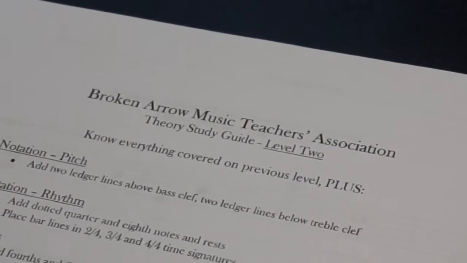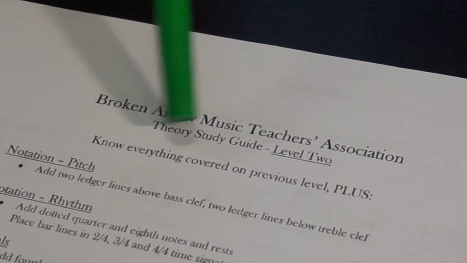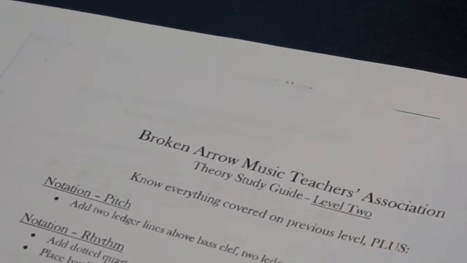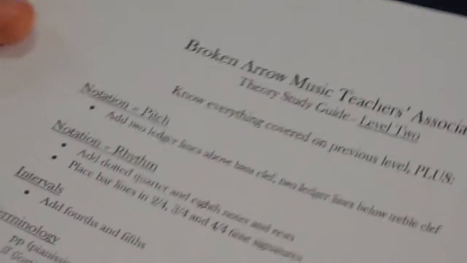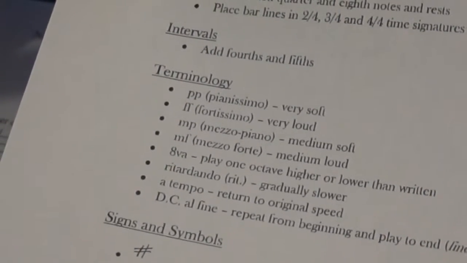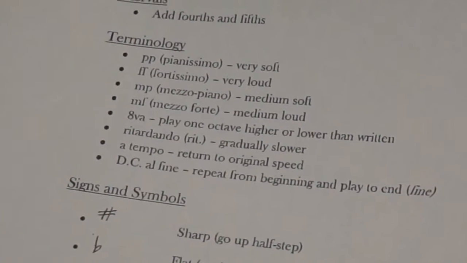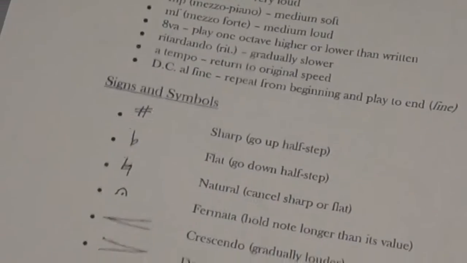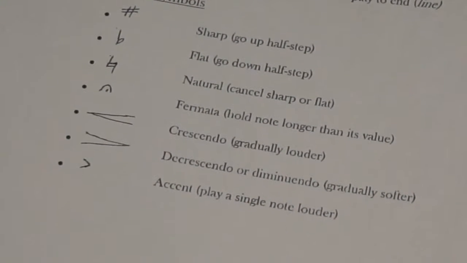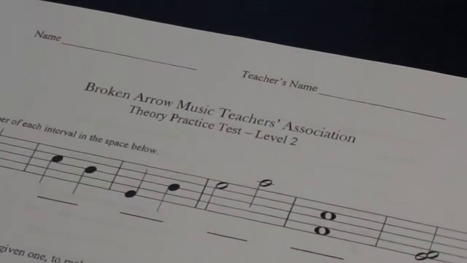I'm Mr. Adam. We are looking today, and this is a big test, so we're going to get right to it. This is the theory study guide for level 2, okay? I'm going to skip this part. You can pause your video here, but these are the terminology you need to know right here. Make sure you know that. And then here are some signs and symbols that you're going to need to know. We're going to look at this in the practice test, but if you want a quick run through, you can pause your video and look at this. Okay, all right, moving on.